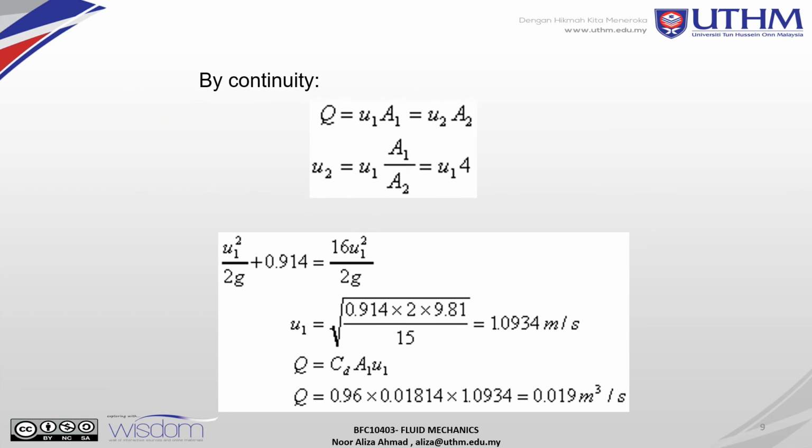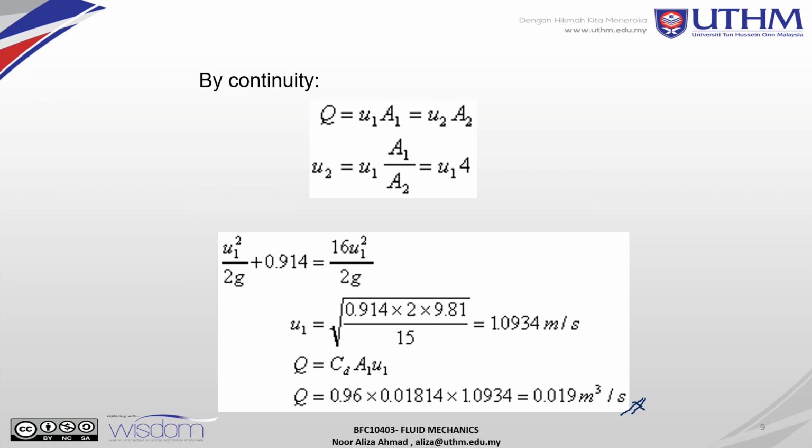By the continuity equation, Q is equal to AV, so V1 times A1 equals V2 times A2. So we get velocity 2 is equal to U1 times A1 divided by A2. A1 over A2 gives us 4 here. Just put all the values you found into this equation until you get velocity 1 and also Q, the discharge.